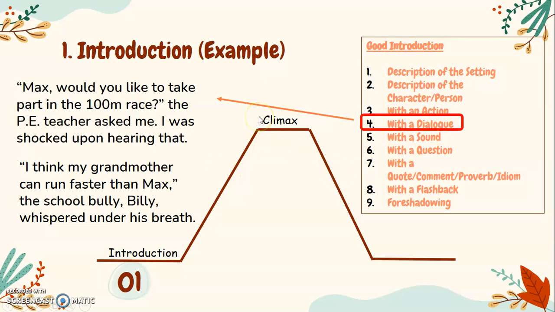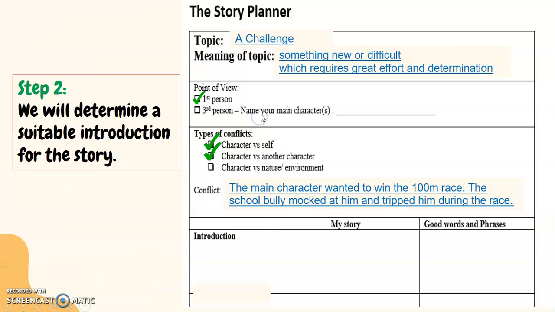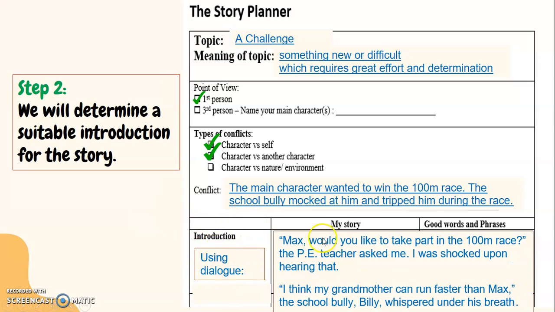Now we have planned using the story mountain. How do we transit into a story planner? Very simple, the first part. We will insert here what kind of strategy you want to use. Use a dialogue. And over here, you just write. Okay, over here, of course, I wrote in complete sentences. For you, you can just write in short, simple words or phrases which you understand. And you can transit and put into your story, the actual story, much later.